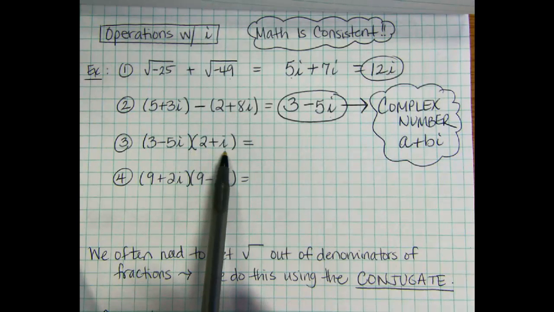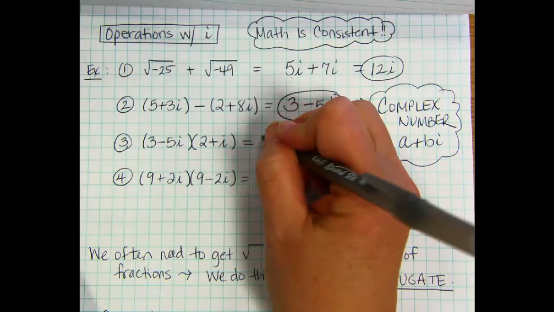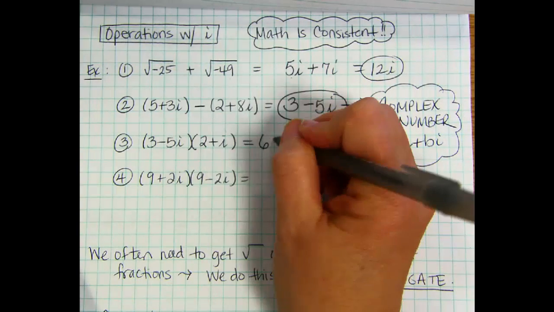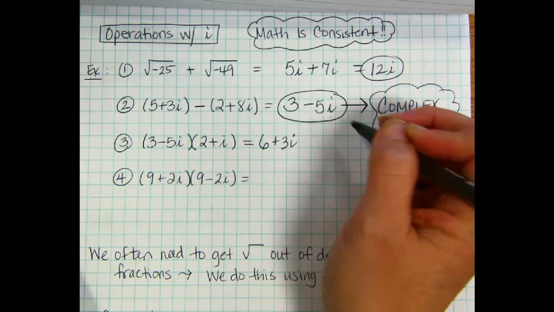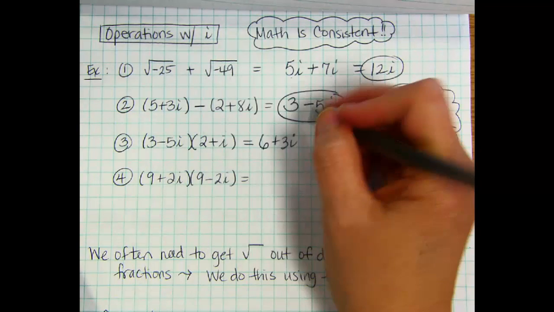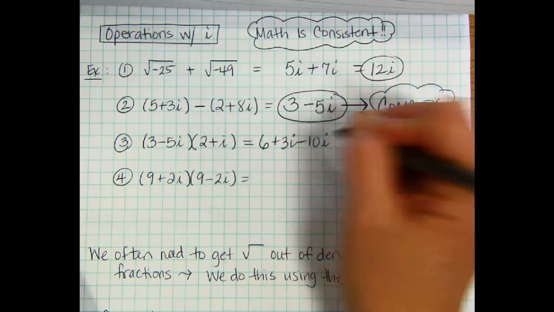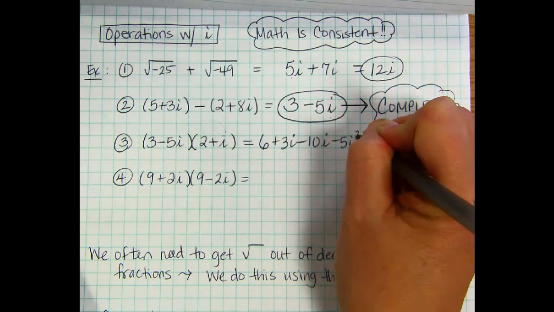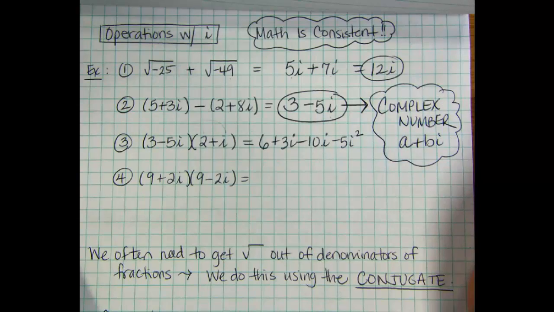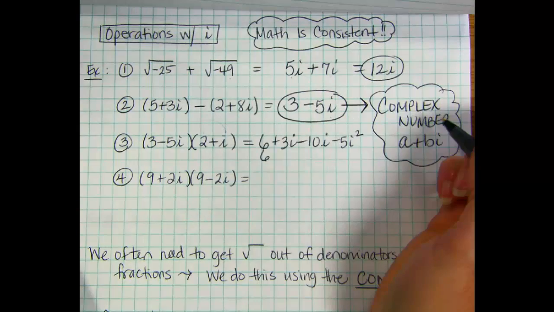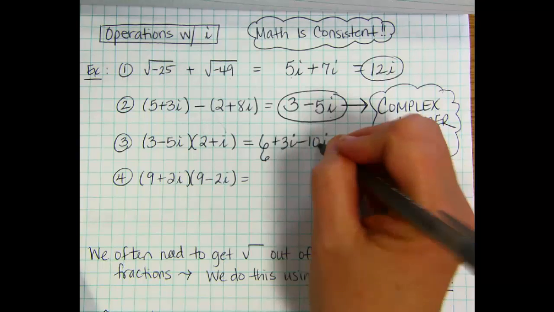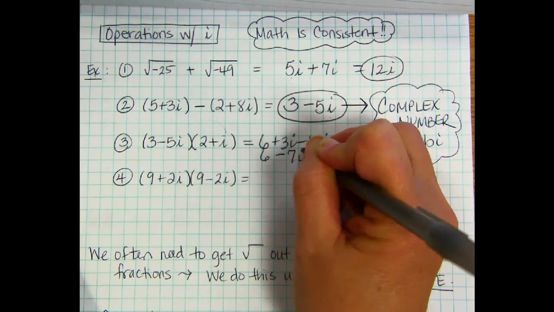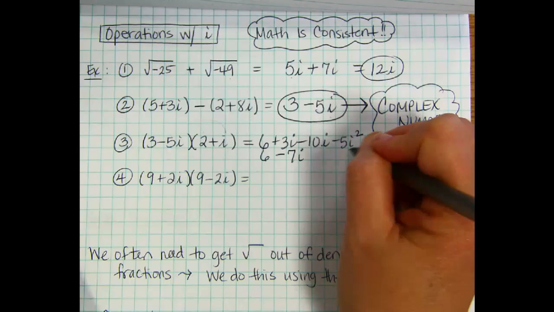Here I have a binomial times a binomial, so double distribute. 3 times 2 is 6. 3 times i is positive 3i. Negative 5i times 2 is negative 10i. Negative 5i times i is negative 5i squared. Now we combine like terms. We have a 6. 3i minus 10i is negative 7i.